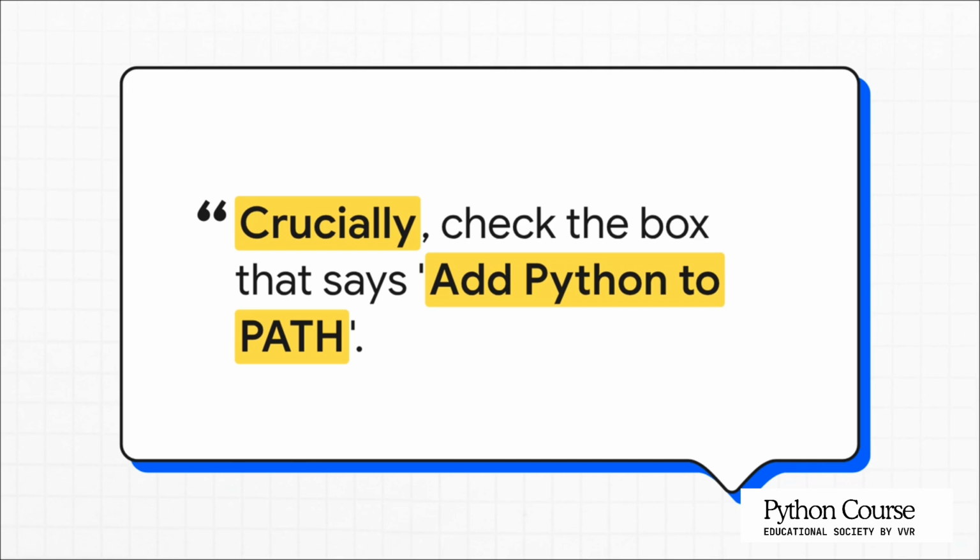most important part of this whole thing. When that installer window pops up, you have to find and check the little box that says Add Python to Path. Seriously, this is the number one thing beginners miss, and checking it is going to save you so many headaches later on. It's the secret key.